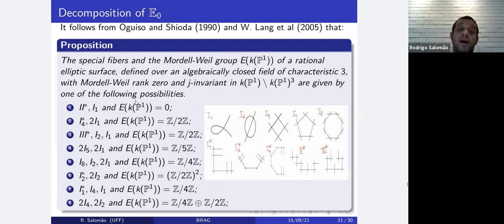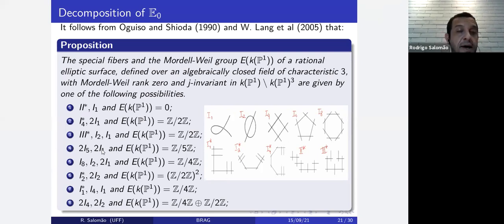And the Mordell-Weil group is the trivial group here. The second one is where the special fiber is given by an I4* and 2 fibers of type I1, and we can read the following list here if you want.